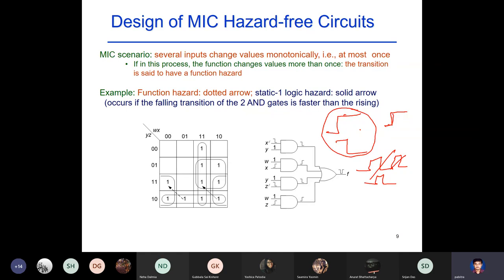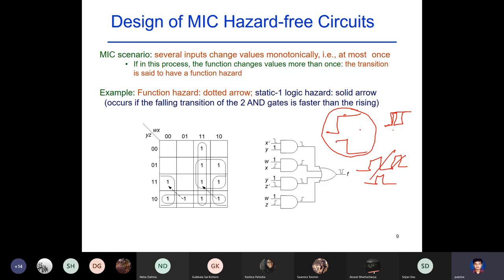It changes value once and then maybe again and then maybe once more. So maybe it changes value more than once, even though the input has changed value only once. We say this is a function hazard. Why can a function hazard happen?